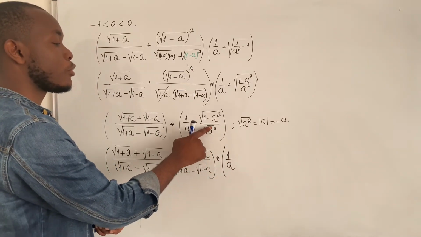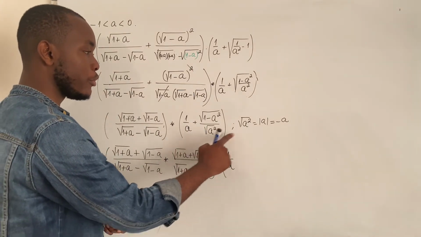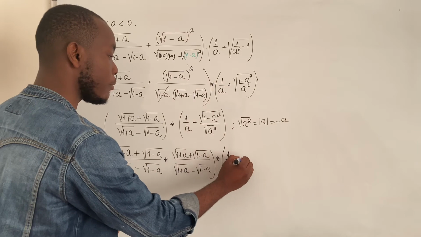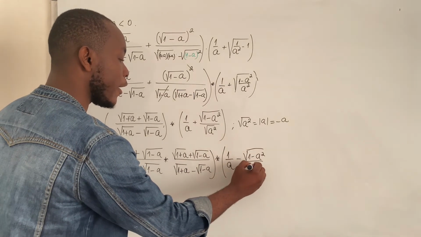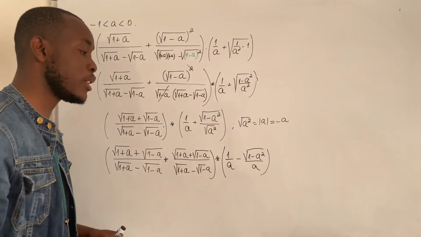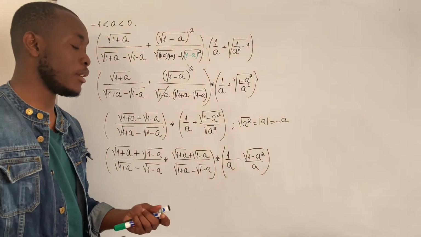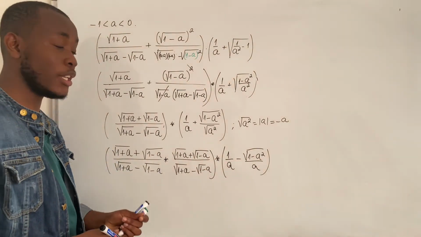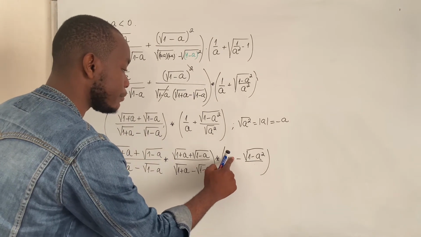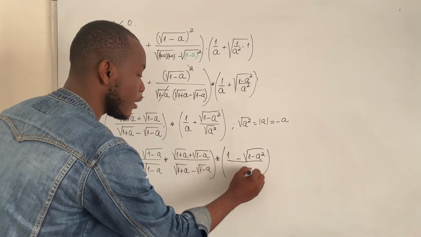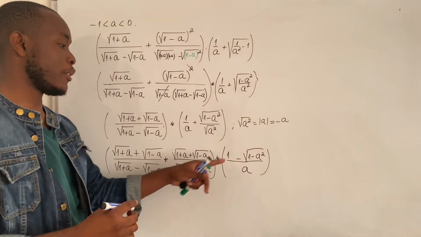In this case, square root of a squared will produce negative a, as we saw. So we're going to have minus square root of 1 minus a squared over a, instead of just using a minus a, which is correct. So they have the same denominator. We can keep them as one denominator, just a. So we have this approach.